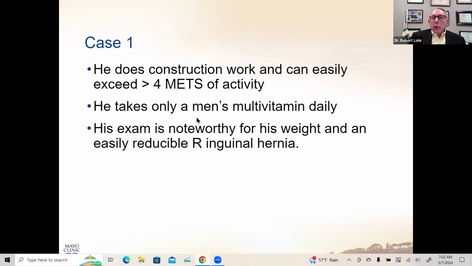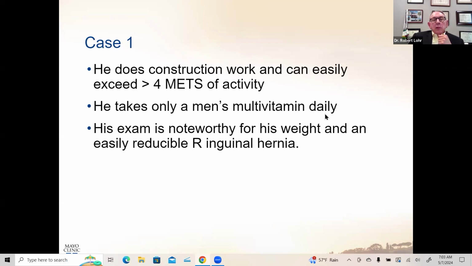He does construction work and he can easily exceed 4 METs of activity. Now this, when I say someone has a good functional capacity, that's what this means. They can exceed 4 METs, which is climbing a flight of stairs, walking at about 1.2 miles per hour on a sustained basis, on level ground, that sort of thing. Anything over 4 METs, for example, playing basketball would be 10 METs, that sort of thing would be more than adequate. And when we talk about the cardiovascular evaluation, we'll talk about how to more precisely define METs, and there are some tools that could be used for that.